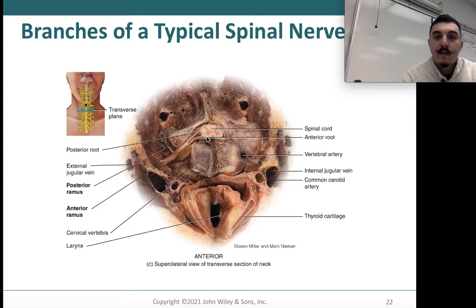So again, same idea, but you have your anterior ramus and your posterior ramus branching out. Spinal nerve. Our rootlets on the inside. We have a vertebral artery on the vertebrae. Here's the larynx, like the throat area, right? The thyroid cartilage, carotid artery, jugular vein over here on the side. So you should know all of those already. You got this.